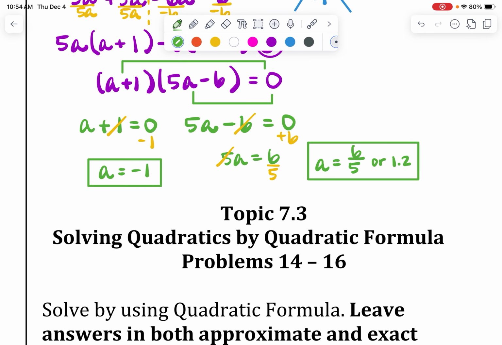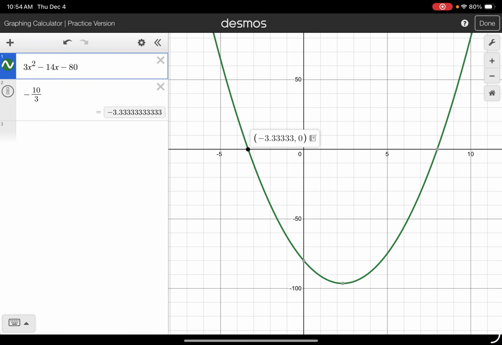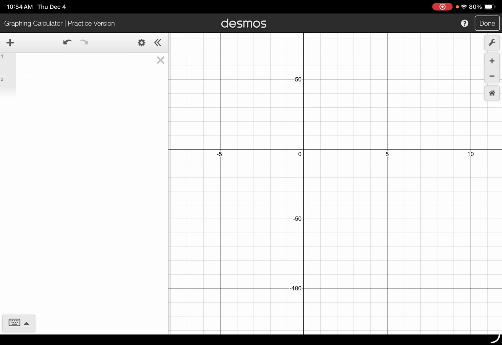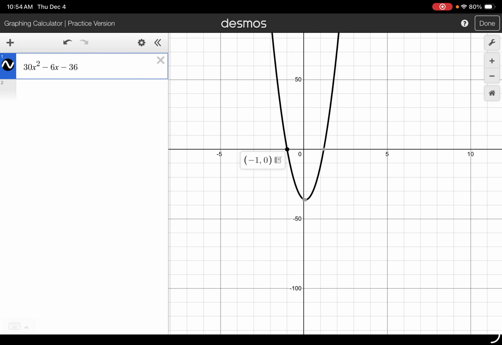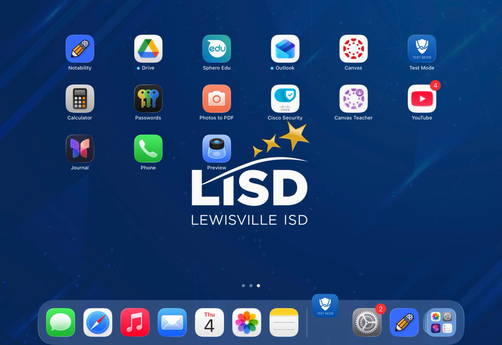So I'm going to go to Desmos check. It's totally worth my 10 seconds of time to plug that in. I'm just going to type in the original guy, 30x squared minus 6x minus 36. I'm going to tap on these little guys, and what do you know? Negative 1 and 1.2. Yay!